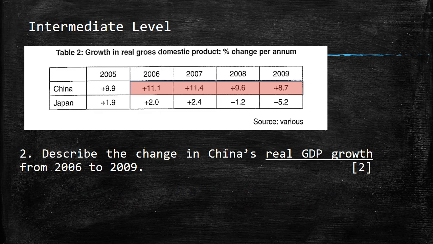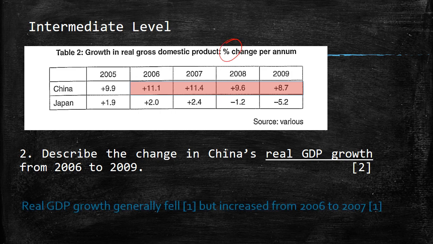For the second question, describe the change in real GDP growth. This one is more straightforward because the question gives you percentages and the answer is in terms of growth too, so it's in terms of percentage. So you can say real GDP growth generally fell but increased. This part is the refinement, it's a counter trend. It increased from 2006 to 2007. So you look at how the two answers differ.